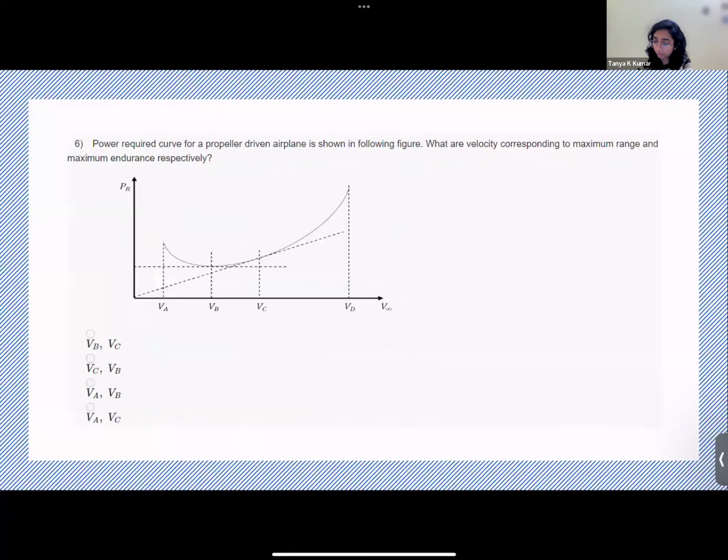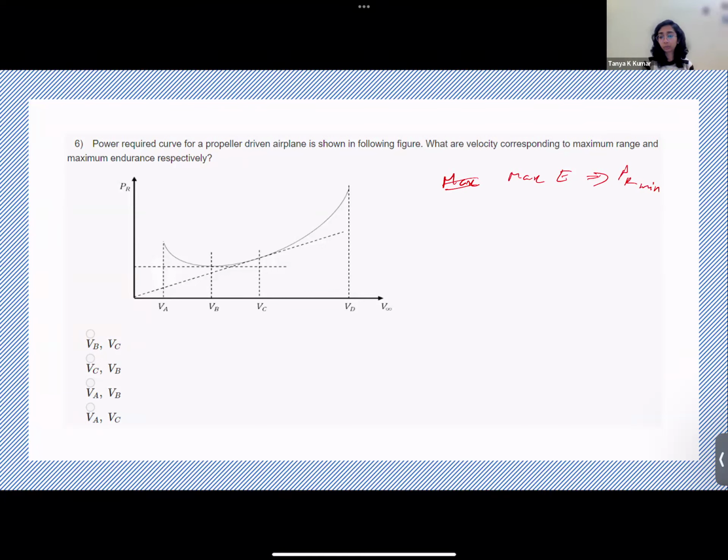Okay. Now, this is very similar to one of the questions that we had done in the previous sessions. So, power required curve for a propeller-driven airplane is shown in the following figure. What are the velocities corresponding to maximum range and maximum endurance respectively? So, we just saw that maximum endurance corresponds to PR minimum.